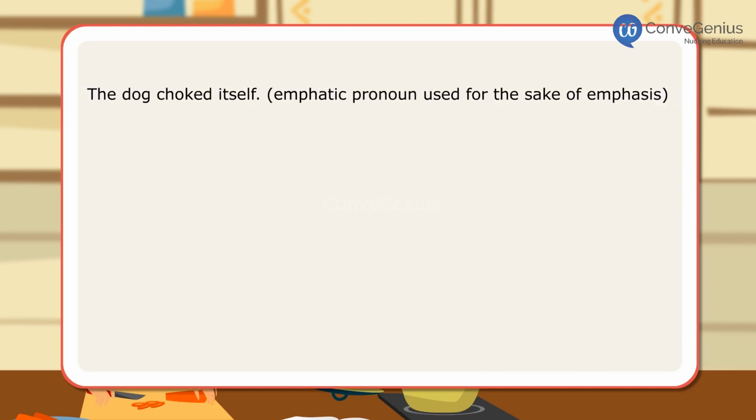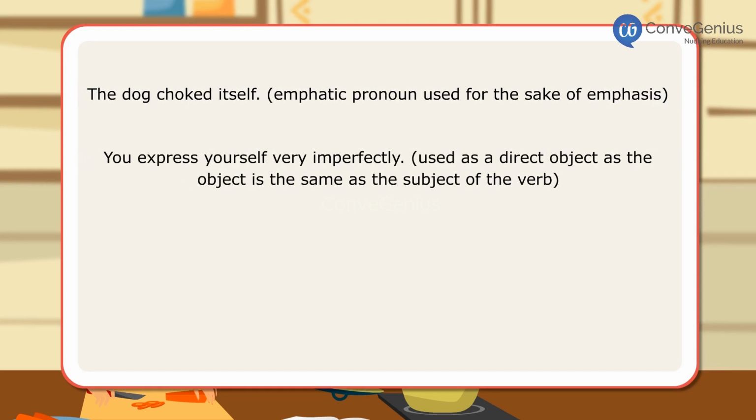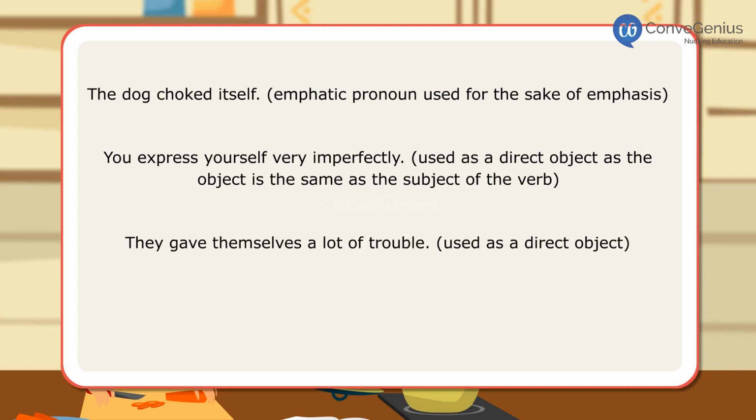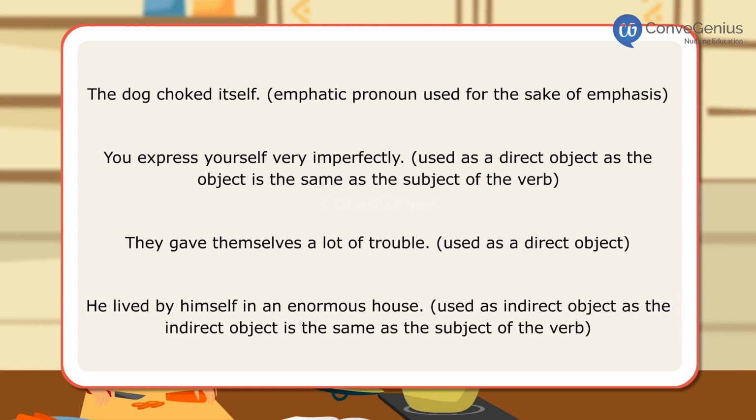Let us look at a few examples. The dog choked itself. Emphatic pronoun used for the sake of emphasis. You express yourself very imperfectly. Used as a direct object as the object is the same as the subject of the verb. They gave themselves a lot of trouble. Used as a direct object. He lived by himself in an enormous house. Used as indirect object as the indirect object is the same as the subject of the verb.